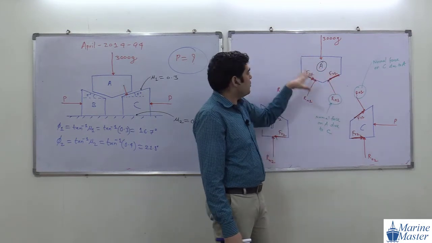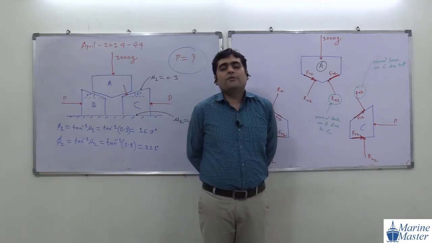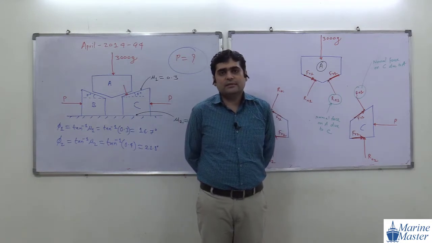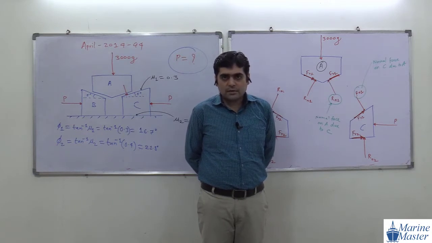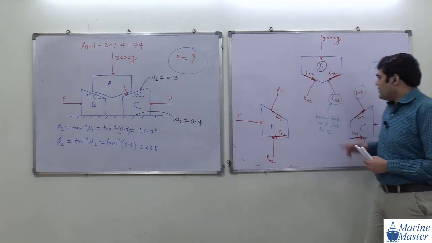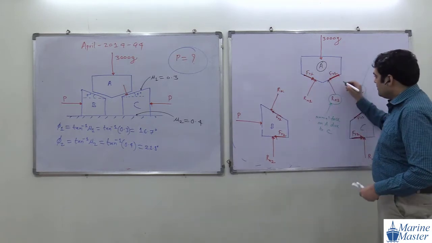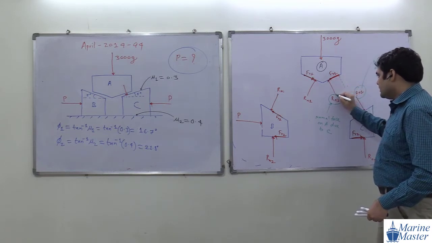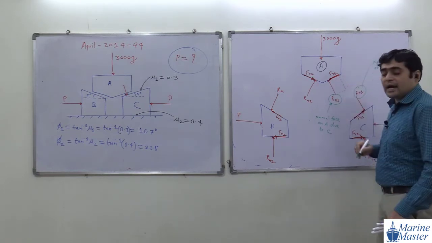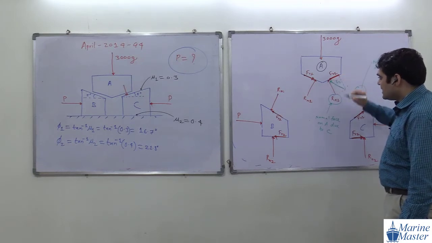For A, how many forces are there? 5 forces. But what are we going to do? We are going to replace these 2 forces by their resultant force R. R stands for what? What is the meaning of R? Resultant reaction, and we will call it R1.